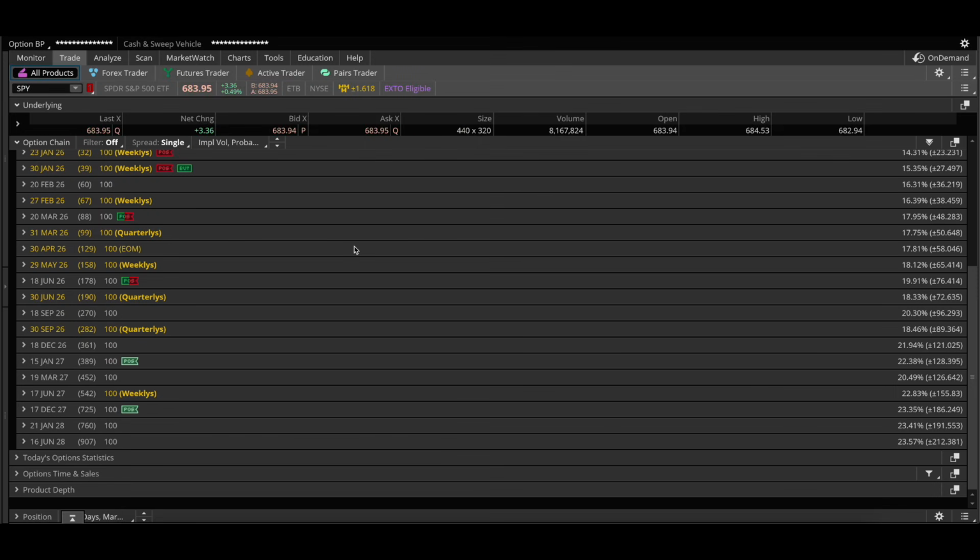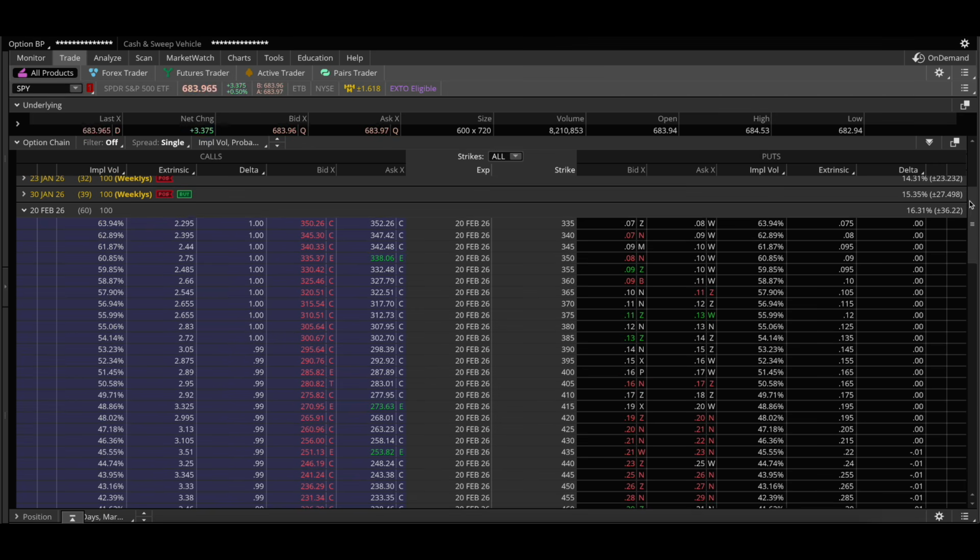Okay, let's move into the thinkorswim trading platform here and just demonstrate what I just discussed. I have SPY populated in the trade tab. And for the purposes of this demonstration, I'm going to open up the February 20th, 2026 options expiration cycle. Those options expire in 60 days.